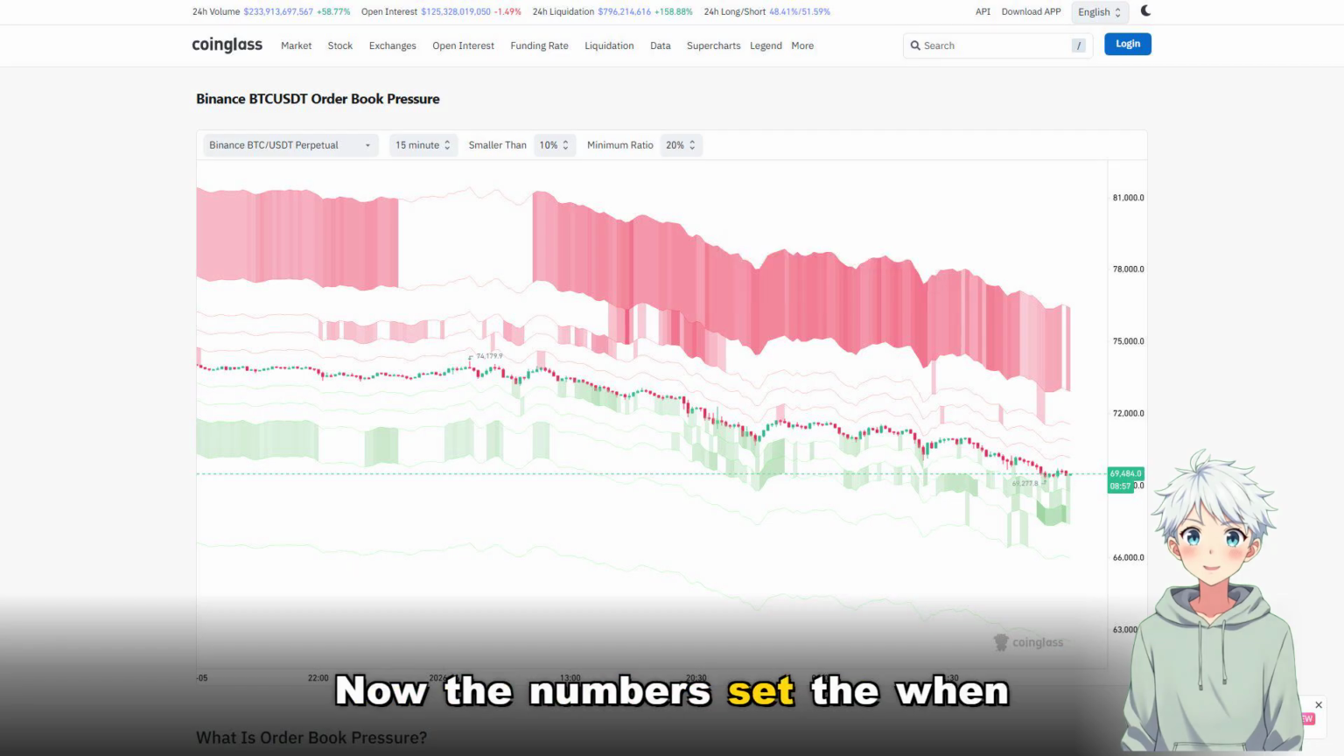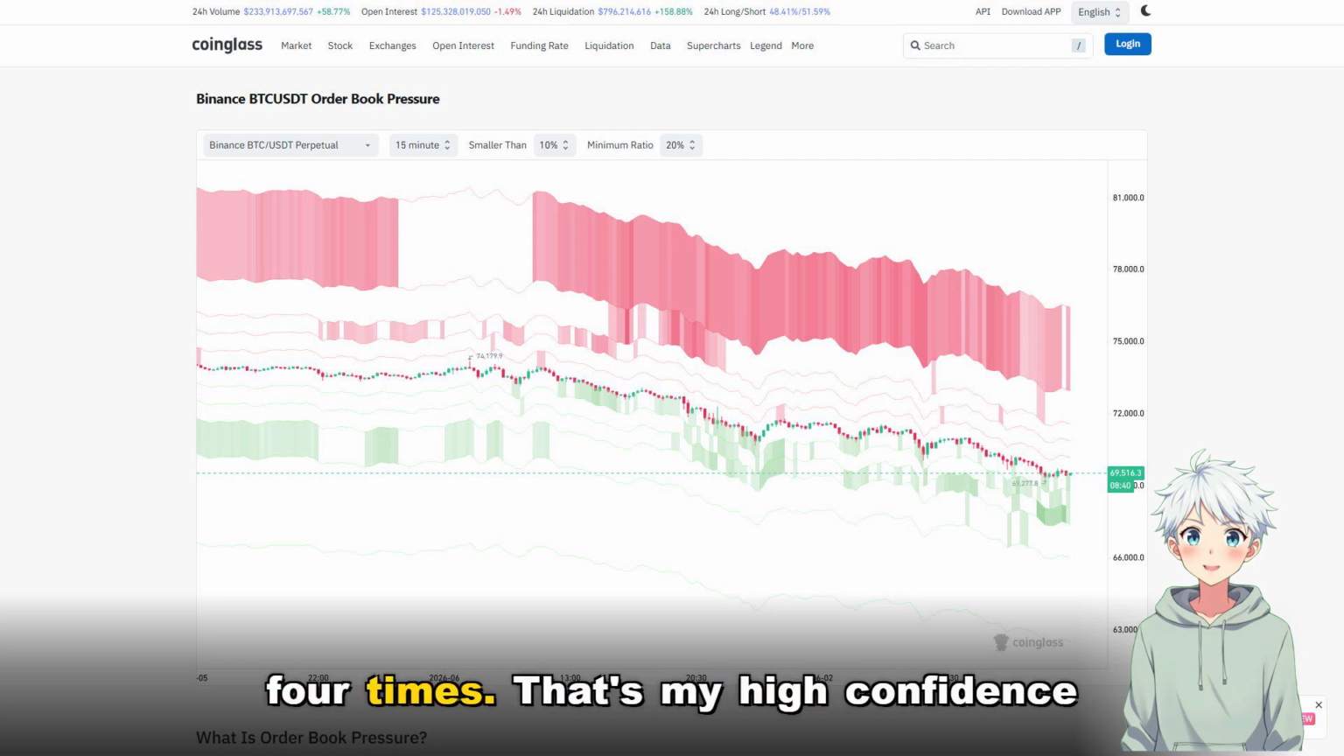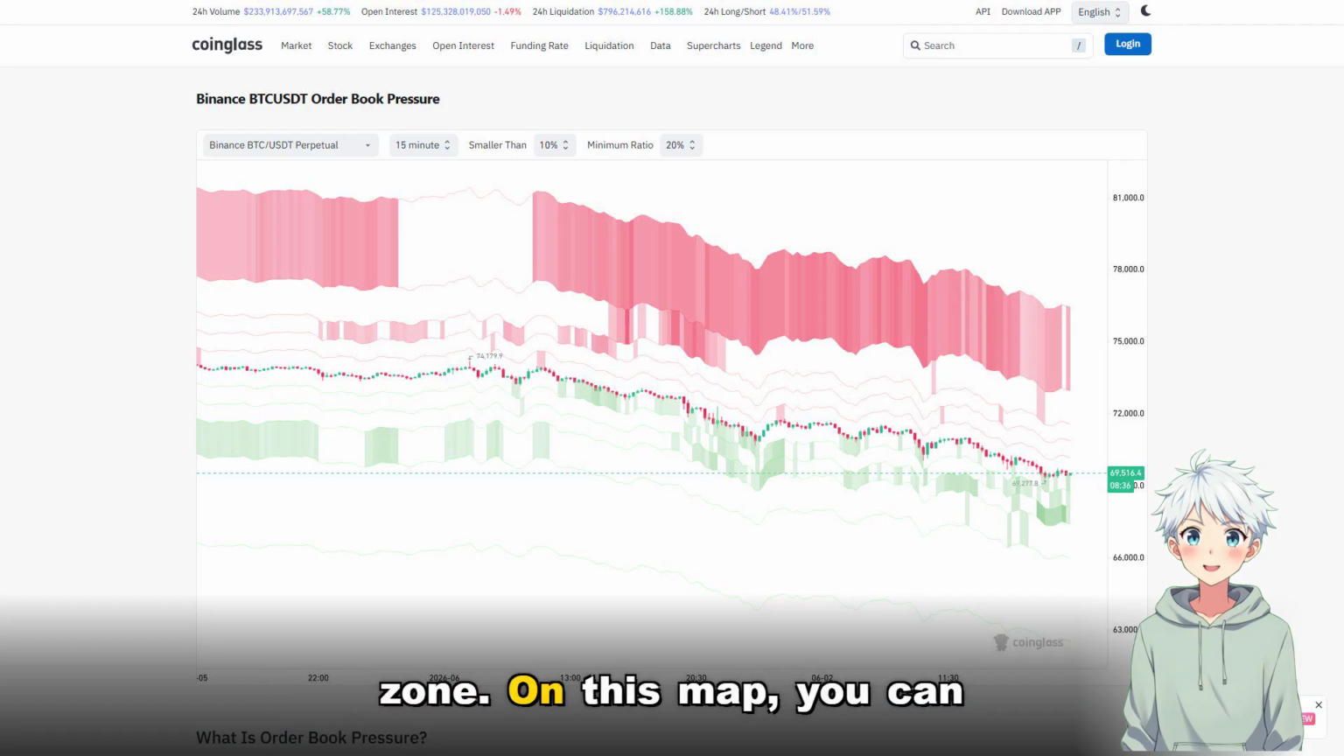Now the numbers. Set the depth to about 5% around price, then compare the red against the green. When the sell side is roughly 2.5 times heavier than the buy side, I start watching for a short. 4 times, that's my high confidence zone. On this map, you can just see it. When the top goes deep, solid red, and the bottom is thin green, that's your signal. And the one rule I never break, no imbalance, no trade.